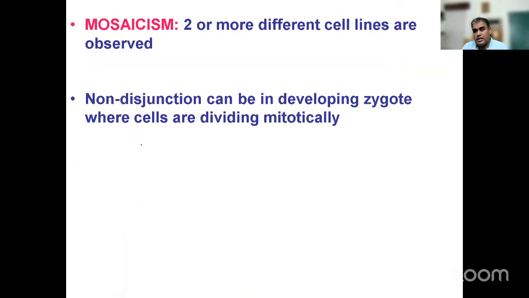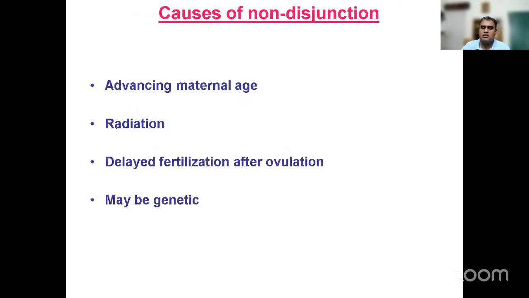Mosaicism is another term, where two or more different cell lines are observed. There can be structural problems, number problems, and mosaicism may also be there. Non-disjunction can occur in a developing zygote. We all know that in embryology we have seen how the cleavage division occurs, the morula, and then rapidly dividing cells. So it is commonly seen like that.